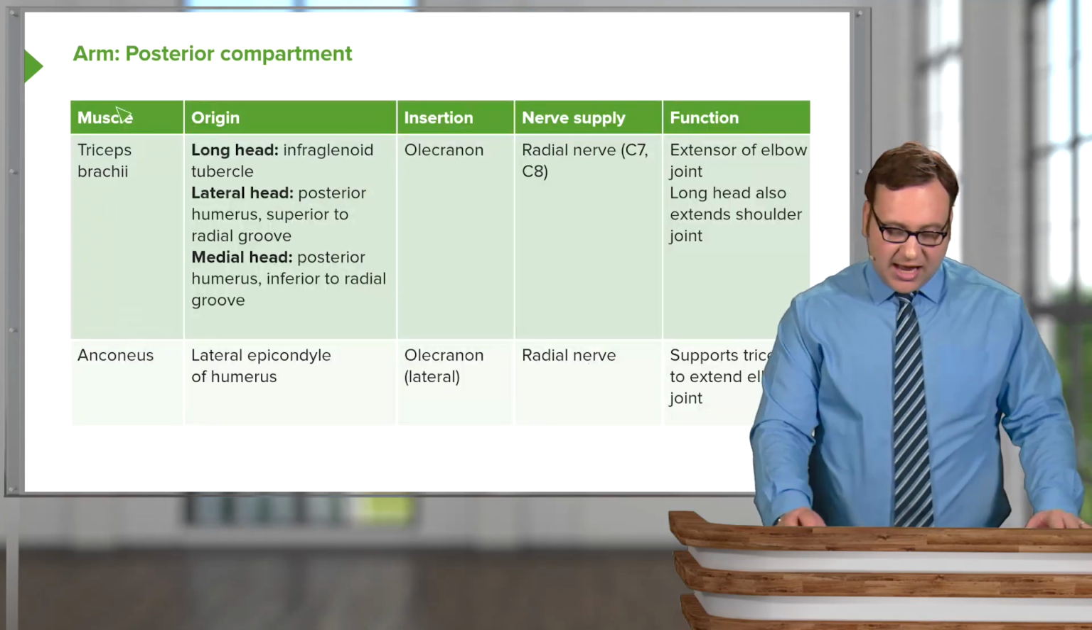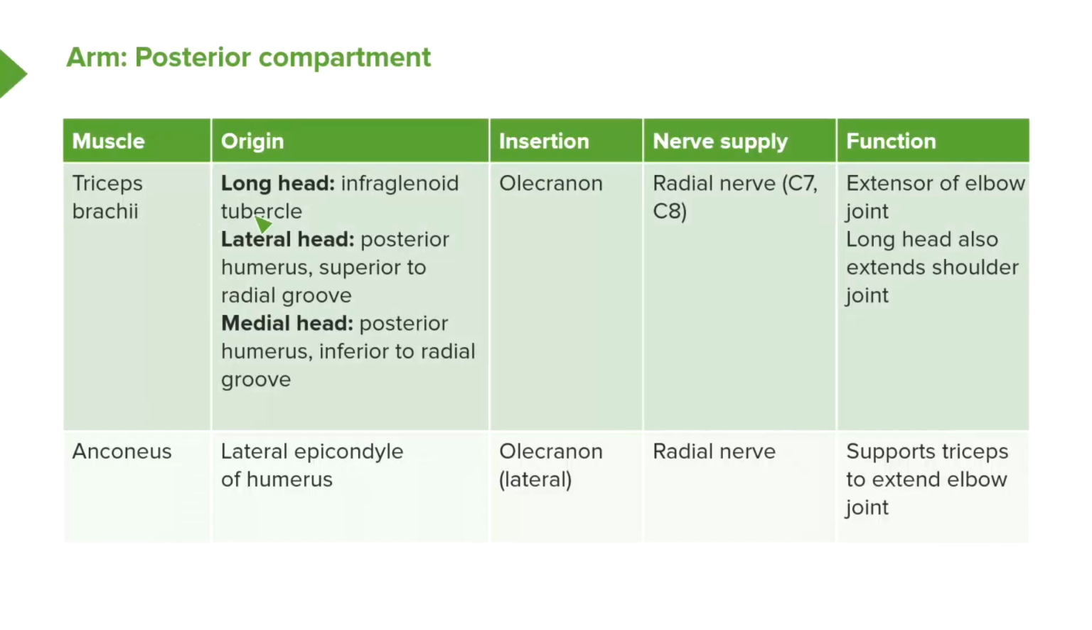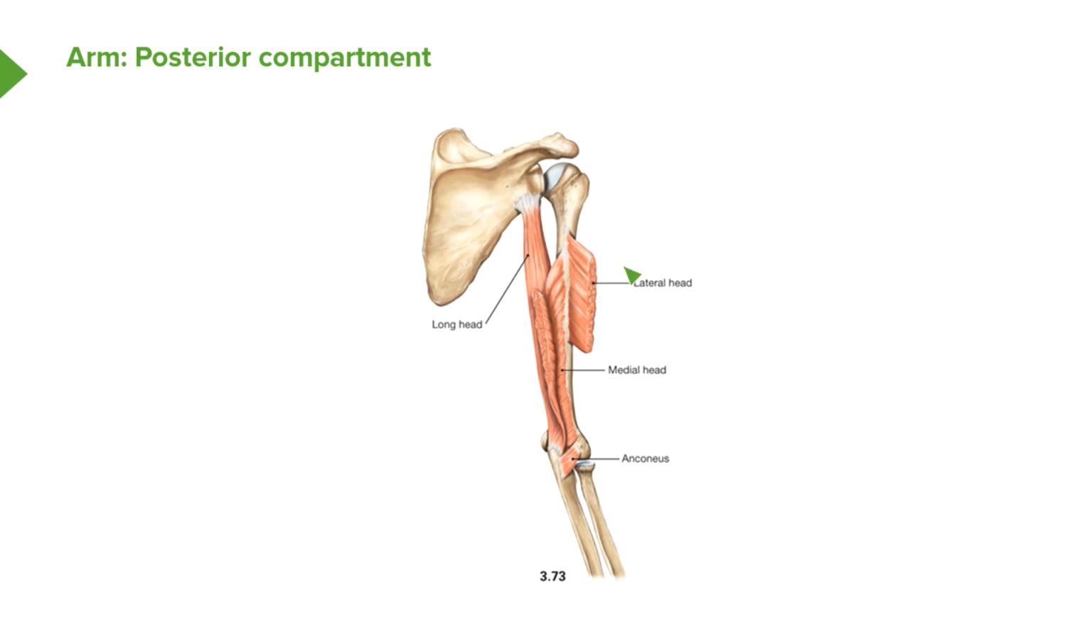So if we look at the detail, we've got triceps brachii, we've got the long head coming from the infraglenoid tubercle, we've got the lateral head and medial head. The lateral head is coming from the posterior humerus, from superior to the radial groove. So if we look here, the lateral head, this is the radial groove running down here.